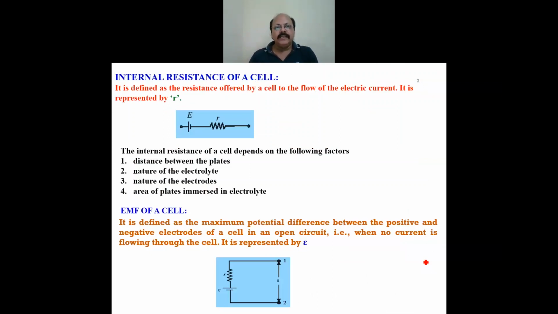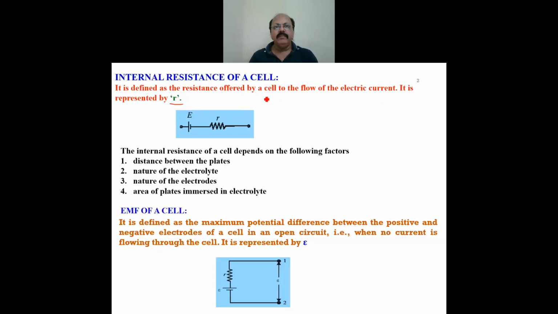So first you understand the meaning of internal resistance of a cell. It is defined as the resistance offered by the cell to the flow of electric current, and it is generally represented by a small r.